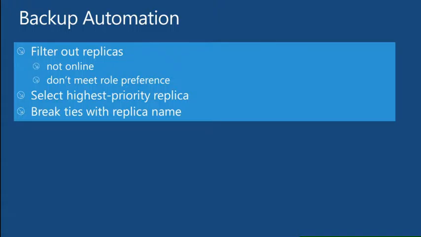So how do we decide then where to take the backups? Well, first we filter our replicas based on the role selection. We filter out replicas that are not online. If for some reason SQL Server is not online, we just don't look at it. And then we look at the role preference. So do you say primary or secondary? What do you prefer? If you say primary, I don't care about secondaries. And then I look at the highest priority. So I say, well, I have 2 replicas. Highest priority is this one, then I use that one. And in case there is a tie between the replicas, we just break the tie with the replica name.